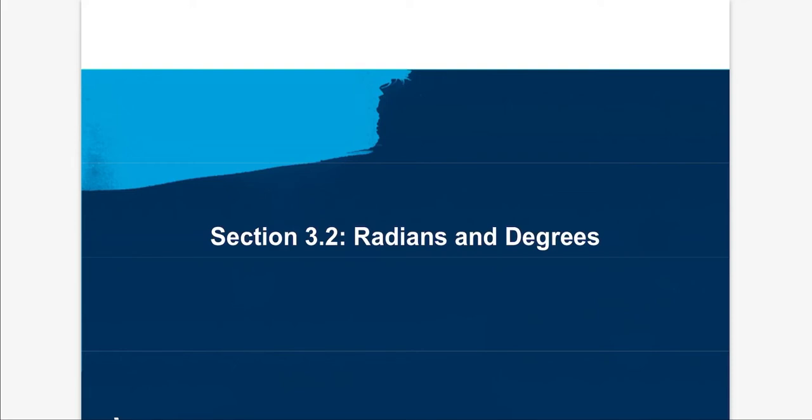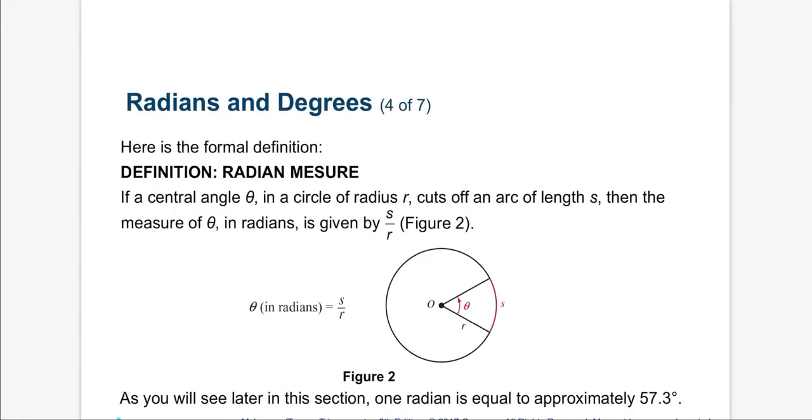This is section 3.2, radians and degrees. So here's the definition of a radian measure. It's given by the central angle theta, the radius of the circle, and the arc length given by s. By definition, theta in radians is given by the measure of the arc length divided by the radius, so s over r. So that's a formula to figure out what theta is in radians, right?